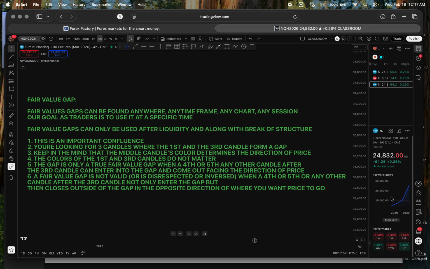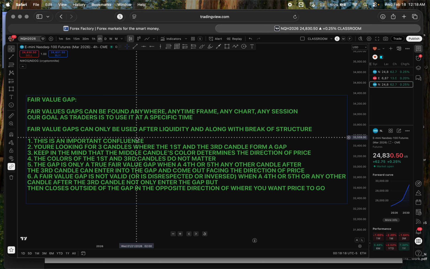You can find it on the 1 minute, on the 5 minute, on the 15-second, on the 4 hour, on the daily, and the monthly. You can find it everywhere. But just because you can find it everywhere does not mean you need to trade it anytime you see it. Fair value gaps are only useful to us when you look for it during the liquidity times.